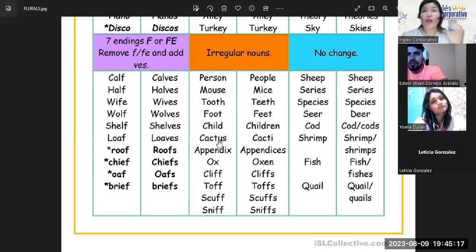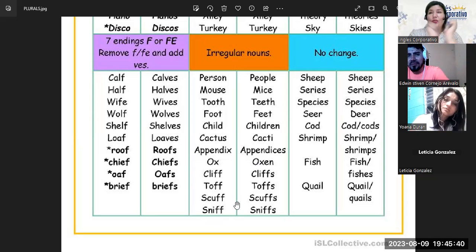Cactus, only one. El plural de cactus es cacti. Si tiene colección, le decimos, hey, look at my cacti. Okay. Eso va a decir como, hey, qué raro, ¿verdad? Okay. Ox, oxen, clip, clips, tough, stuff, sniff. Scuff, it's the ones that you get if you go to jail, right? The scuffs.